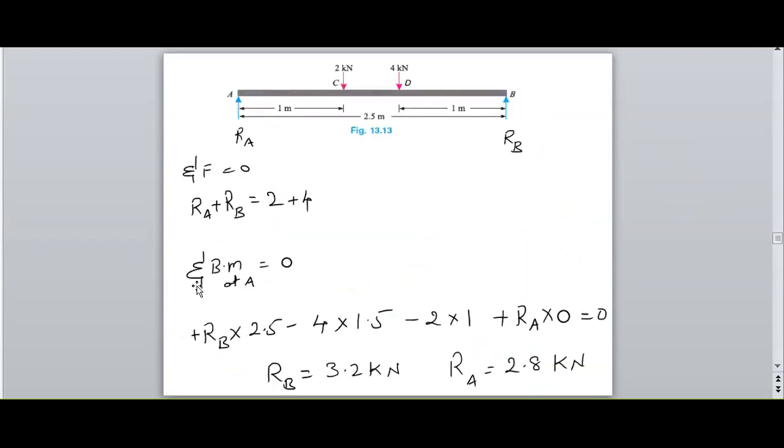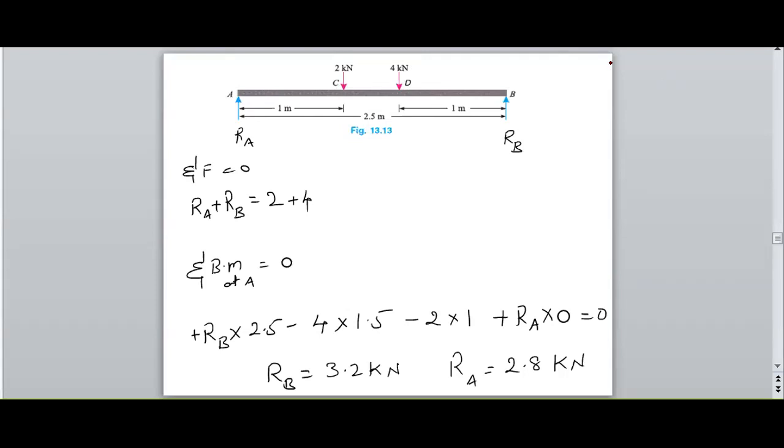Next problem: two point loads of 2 kilonewton and 4 kilonewton are acting on my simply supported beam. Initially I derived it for only a single point load.